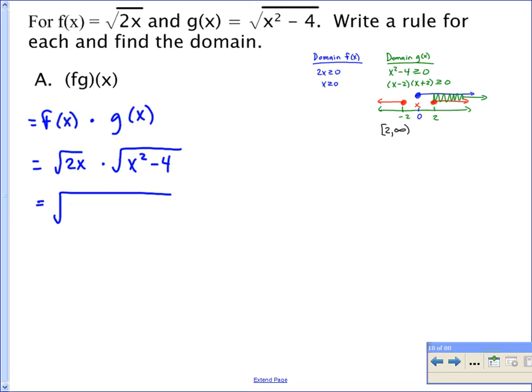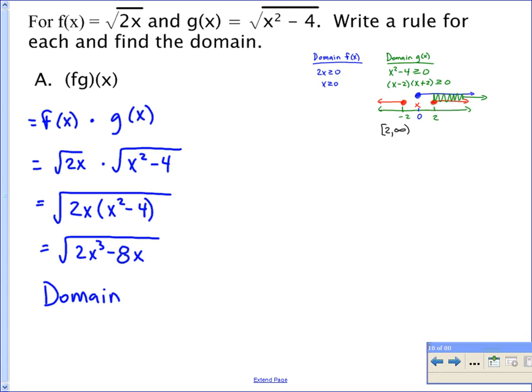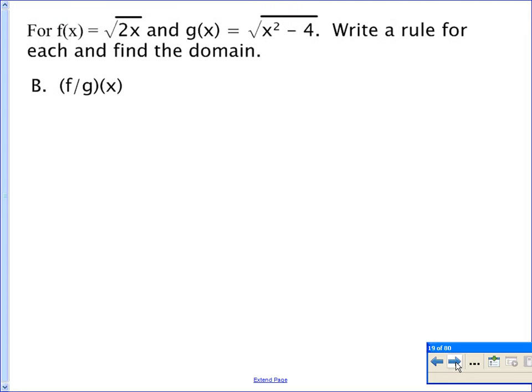And when I can use one radical, I can leave it like that, or I can go ahead and multiply and get 2x cubed minus 8x. And then, of course, my domain is what we found it to be in the previous step, and that is here. Okay, nothing tricky with the domain on the product. Now we're going to look at the quotient.